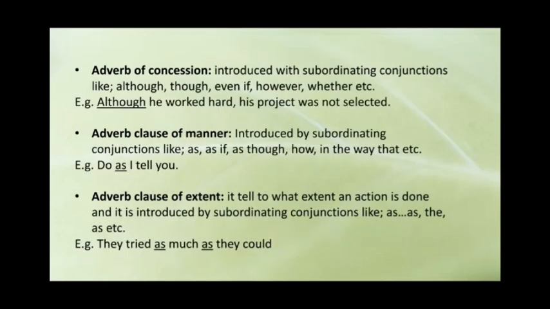Next is adverb of concession. It is introduced with subordinating conjunctions like although, though, even if, however, whether, etc. For example, although he worked hard, his project was not selected. So here you can see that somebody has worked hard, but yet he couldn't succeed. So here you can see although is the subordinating conjunction that is used.